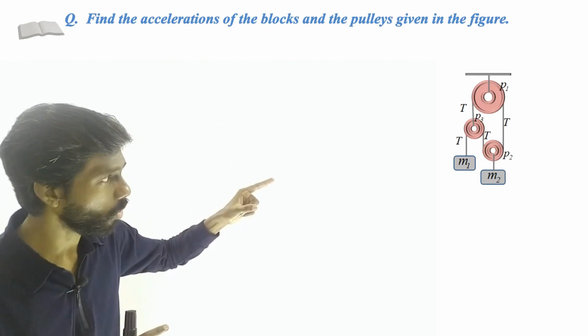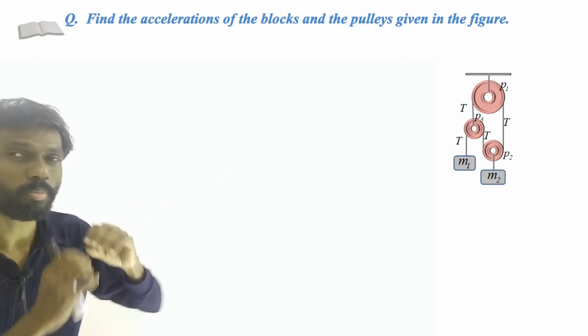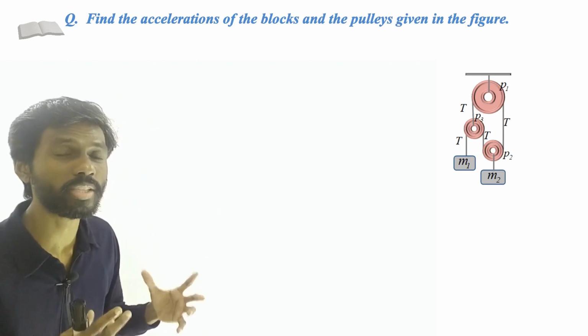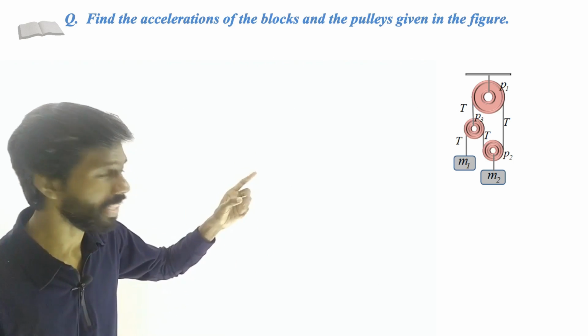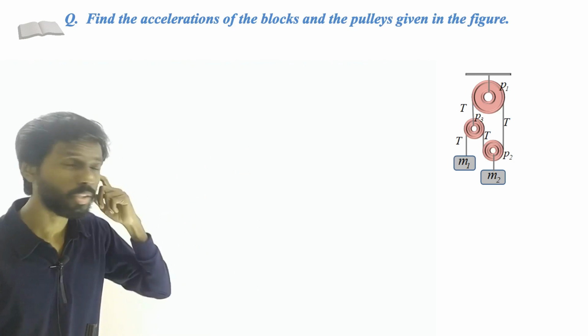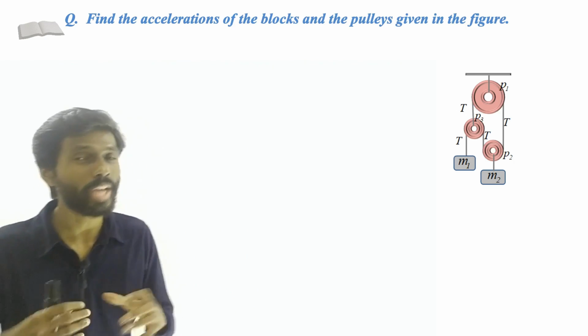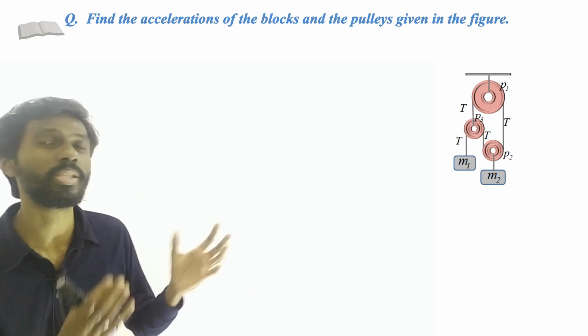This pulley P2 is attached to the mass M2 directly, right? So that means these two objects move together, so they have the same acceleration. The acceleration of the pulley P2 is the same as the acceleration of the mass M2. Okay, but what about M1? M1 is not attached to the pulley directly, so we have to find the acceleration separately. So we have to find the relation between the accelerations of these objects first.